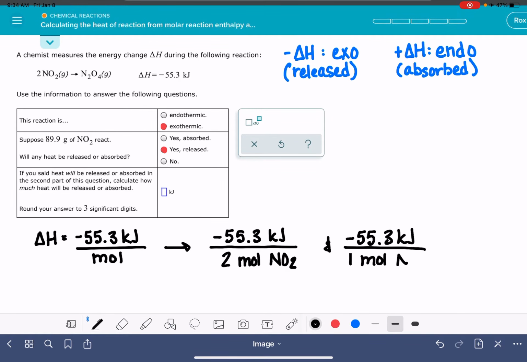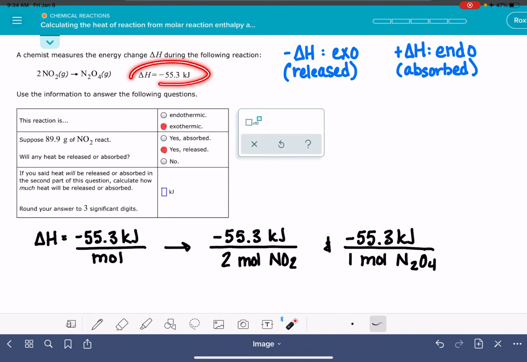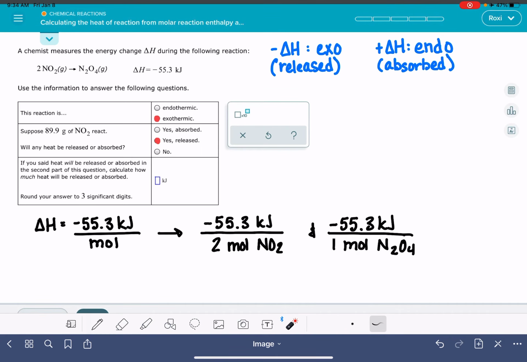And it would look like this, N2O4. So again, just using the stoichiometric coefficient from the balanced equation, there are negative 55.3 kilojoules of heat associated with the formation of every 1 mole of our product. So again, since the problem is asking us about NO2, this is the conversion factor that we want to use for this particular problem. We're going to treat this like a stoichiometry problem.